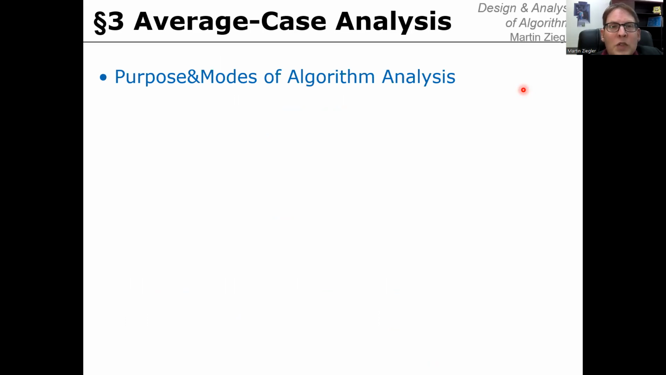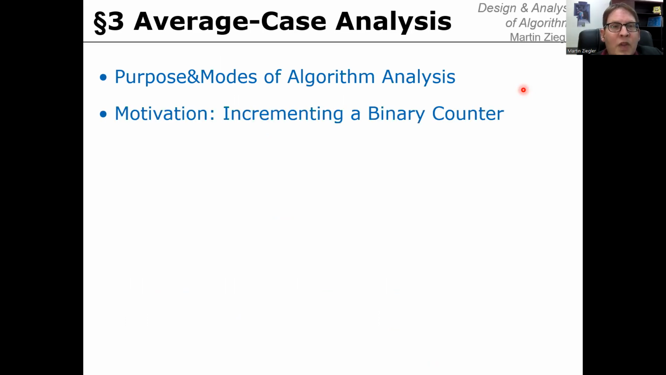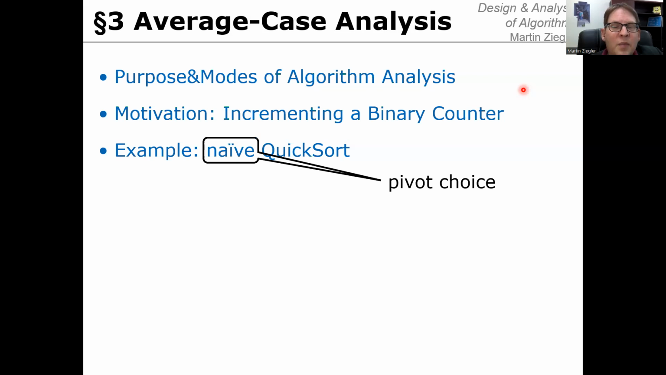Recall the purpose and modes of algorithm analysis, and we motivate average case analysis with a toy example, namely incrementing a binary counter. And we'll recall, or maybe teach you newly, the analysis of quicksort, the naive quicksort with the naive pivot choice, not the advanced choice using the linear time median. And we're going to prove that in the average case, indeed, this naive quicksort has n log n running time as opposed to the worst case quadratic running time.